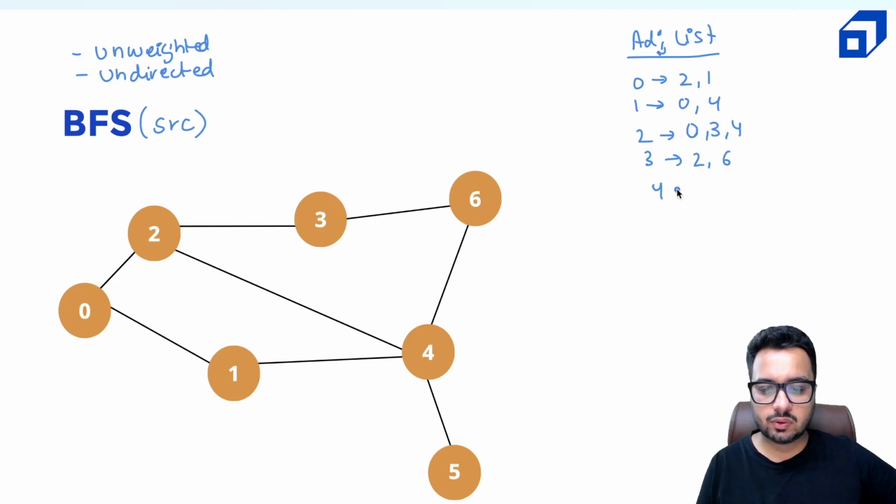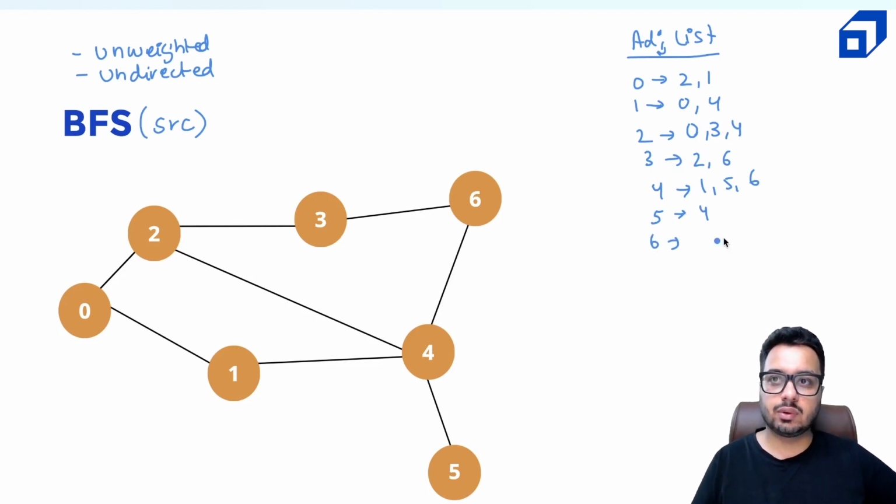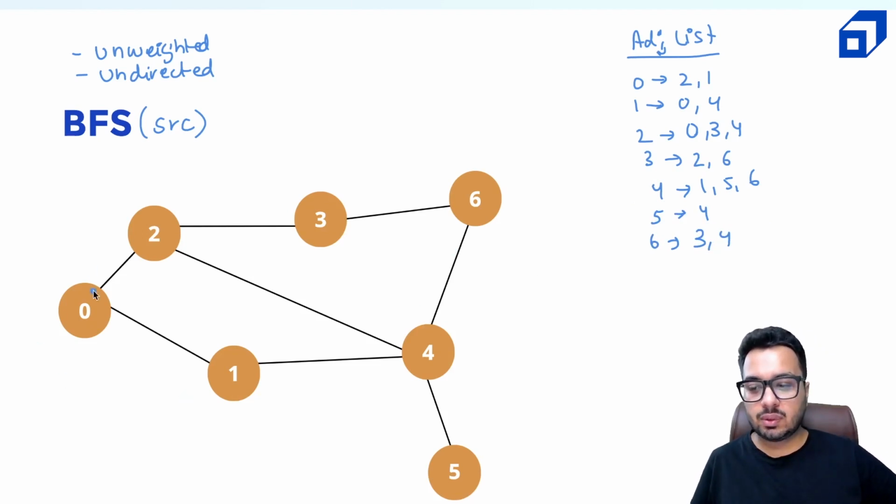Neighbors of 4, they are 1, 6, 5. So I'll write it as 1, 5, 6. Then I have neighbors of 5, which are only 4, and neighbors of 6, which are 3 and 4, right? One thing I told you, that if you start from this node, right?